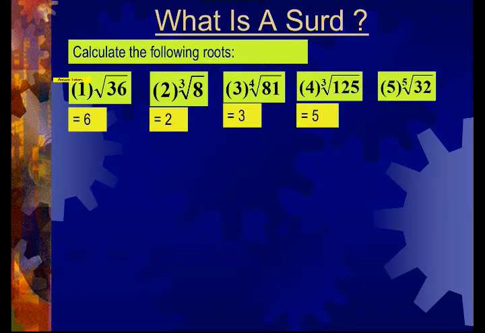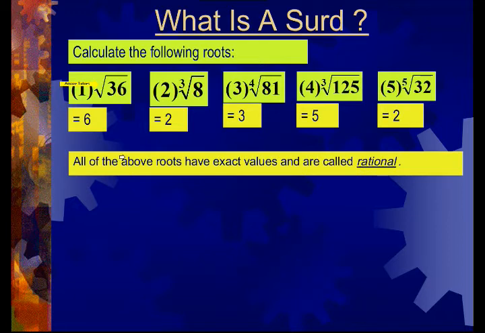And fifth root of 32, 2, because we know that 2 power 5 is 32. Here 5 power 3 or 5 cubed is 125. 3 power 4 is 81. 2 power 3 is 8. 6 squared is 36. Whenever there is no number, that means square root, 2. Now let's look at some more examples. So all these roots have exact values, that is why they are called rational.